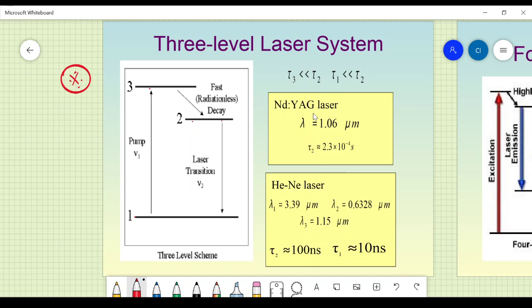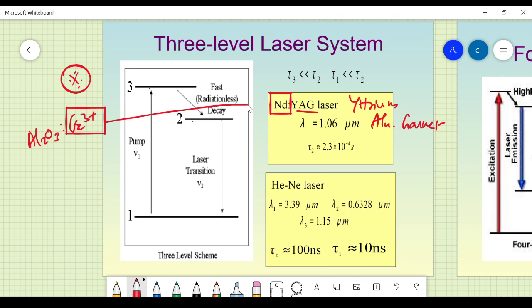And then you use a YAG laser. I think I told you, yttrium aluminium garnet. So they have this special property. Neodymium, just like the ruby laser, this is also a kind of laser. In the ruby laser you have Al2O3 with Cr3+. Here you have something different. In the place of neodymium, you can have Cr3+. That is the main thing that you do there. It has a wavelength of about 1.06 micrometres and a lifetime of about 2.3 × 10⁻⁴ seconds. Very short tau.